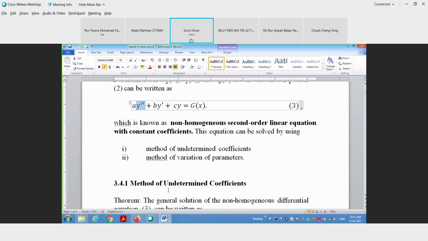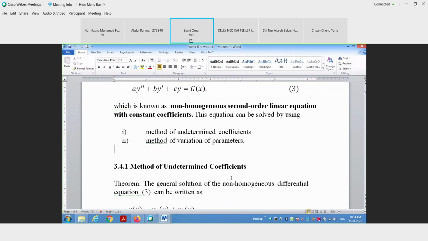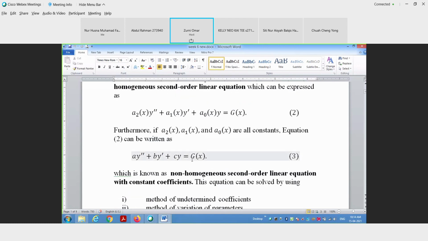It is very crucial to know which method to use: when to use undetermined coefficients, when to use variation of parameters, and when to use reduction methods. Each method has a different procedure to solve these equations, non-homogeneous second order linear equations with constant coefficients.